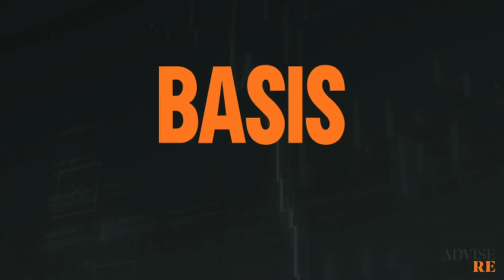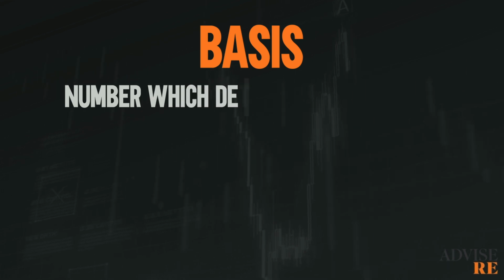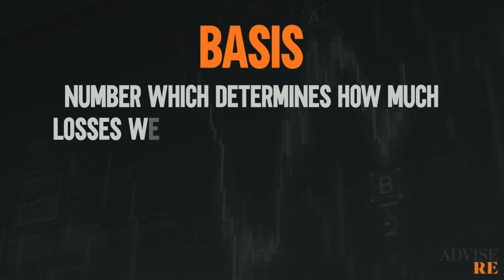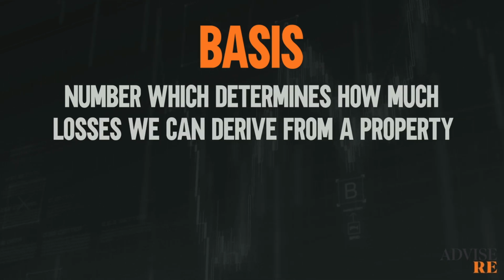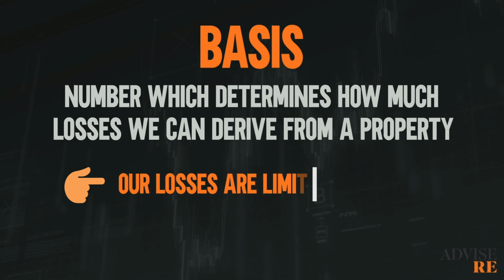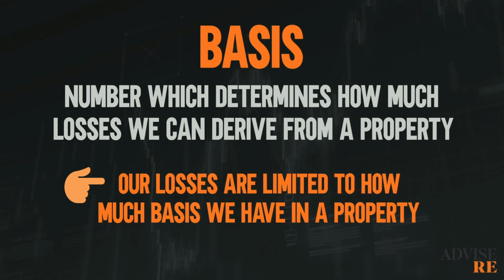Okay, so the first concept we're going to talk about is basis. Basis is this tax concept. It's fundamentally a number that we work with which determines how much loss we can derive from a property, right? Generally speaking, our losses are limited to how much basis we have in a property. It's also the calculation basis for determining what our gains are, right? And so the difference between the amount realized and the basis is going to be the amount recognized, which is going to be your gain. It's really just about the math.